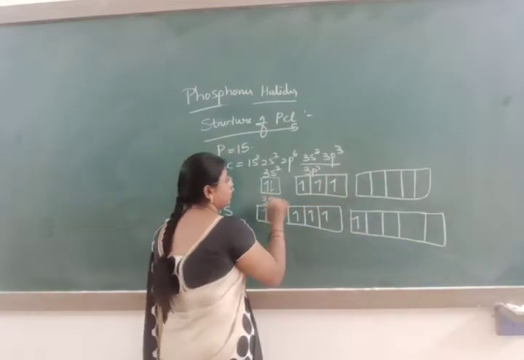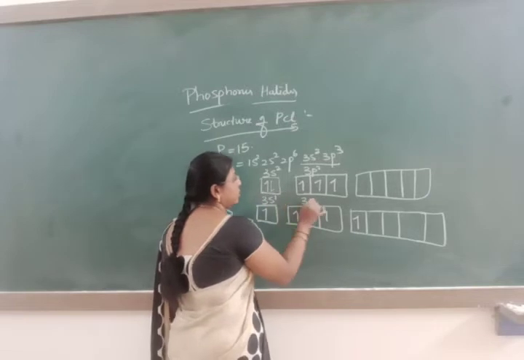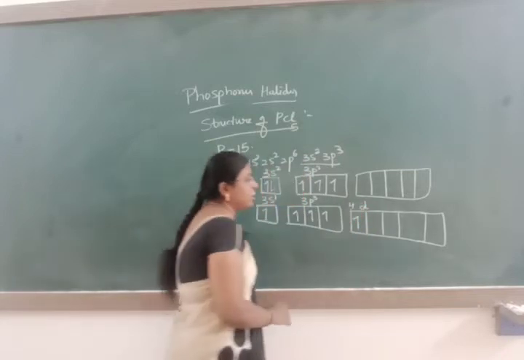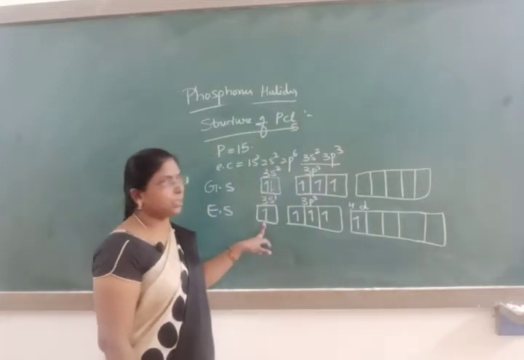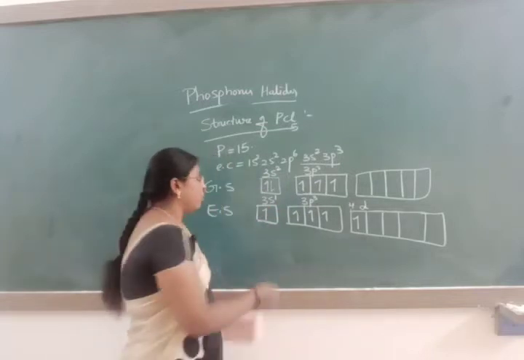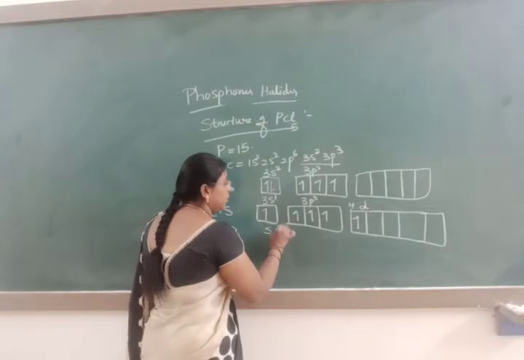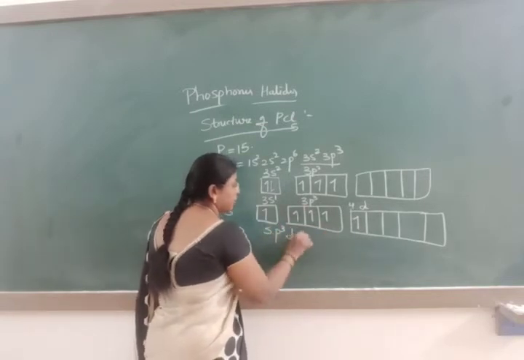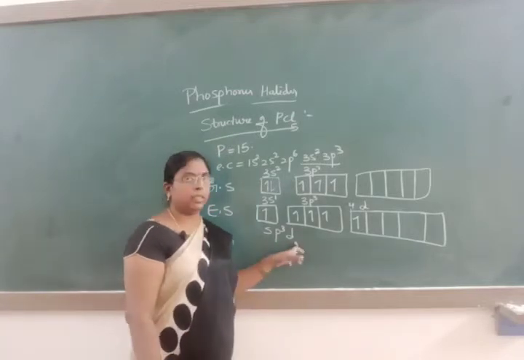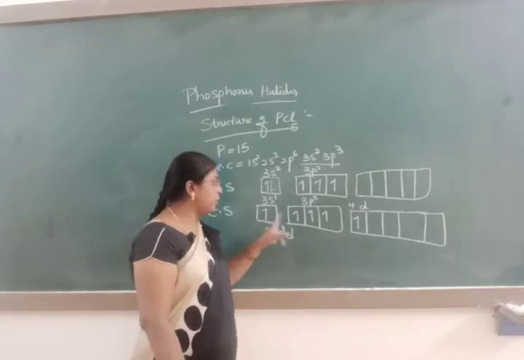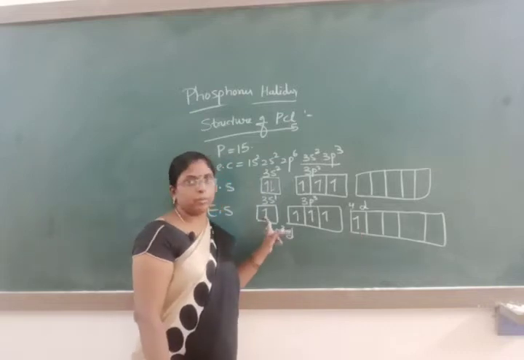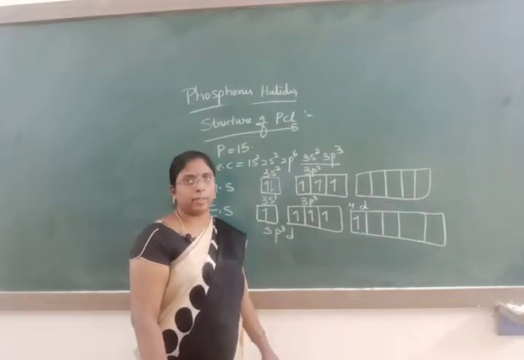This is 3s, 3p, 3s1, 3p3, here D. One electron from the s orbital jumps to the vacant d orbital. So the orbitals involved here are 1 s orbital, 3 p orbitals and 1 d orbital. Hence the hybridization in PCl5 is sp3d hybridization. So how many bonds can phosphorus form here? Phosphorus will form 5 bonds with sp3d hybridization.